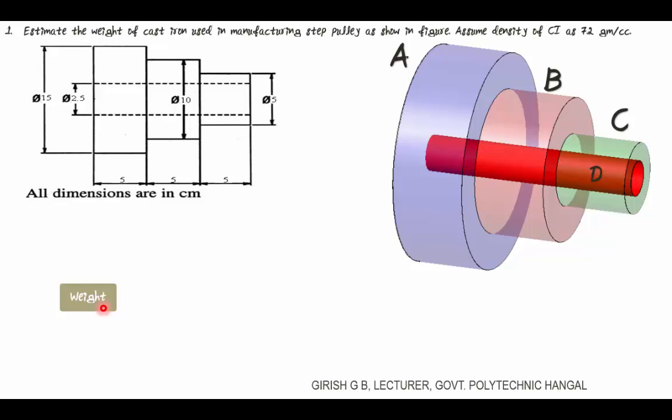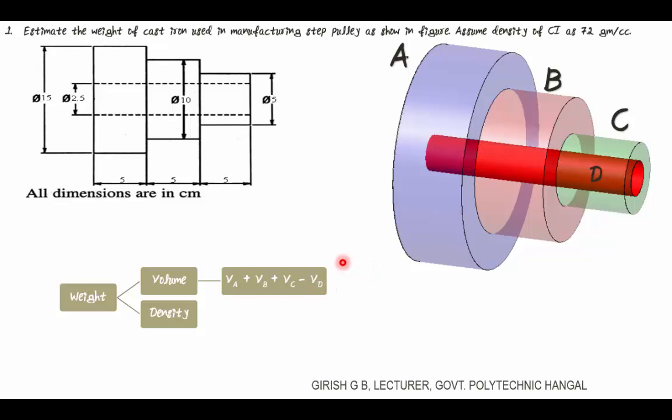We know that weight is nothing but the product of volume and density. They have given the density as 7.2 gram per cc. We need to determine the total volume of this step pulley. The total volume will be the sum of the individual volumes, that is volume of A, volume of B and volume of C, subtracting the volume of D. Let's call the volumes VA, VB, VC and VD. Hence total volume will be equal to VA plus VB plus VC minus VD.